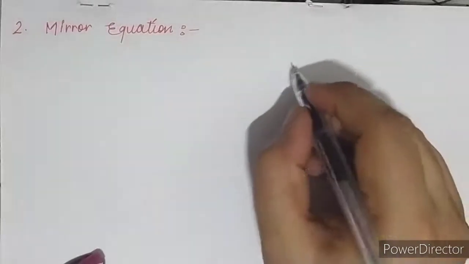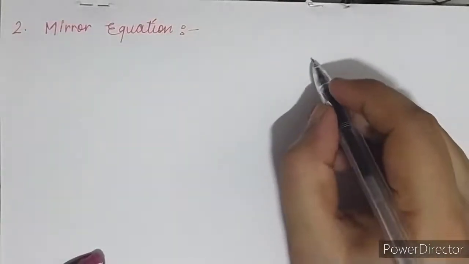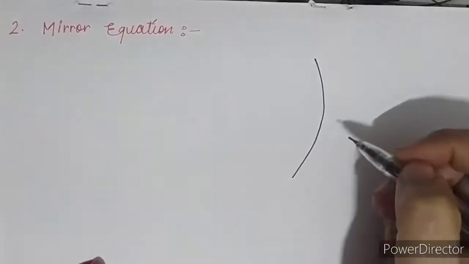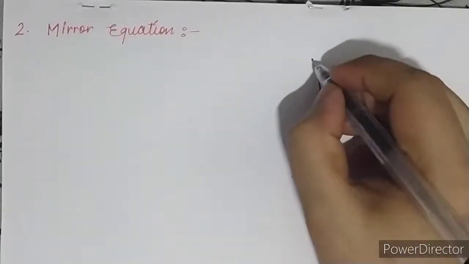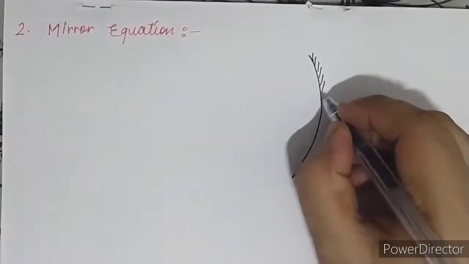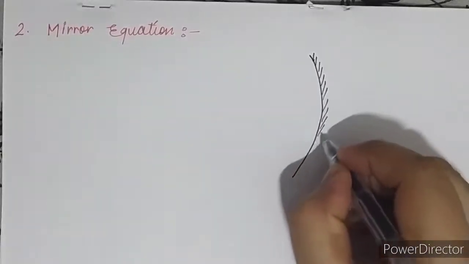Now in this mirror equation I am just going to first draw a ray diagram, so that it is easy for you to understand. So here is our diagram, just have a look. This is your concave mirror, so here the outer curved surface is polished, beta.